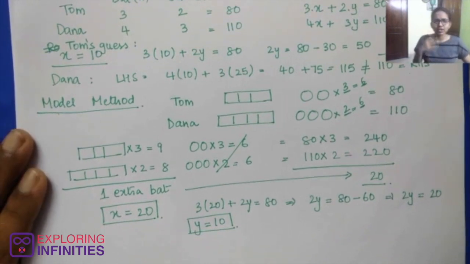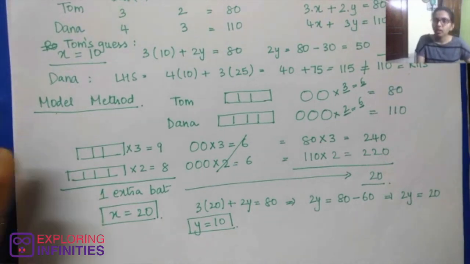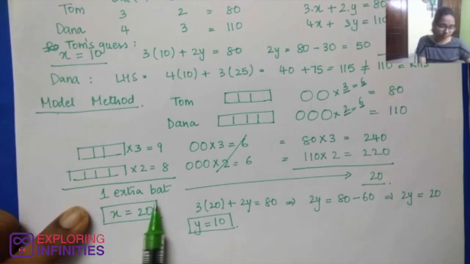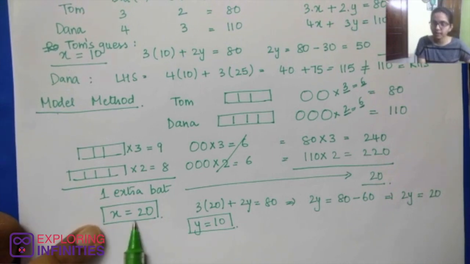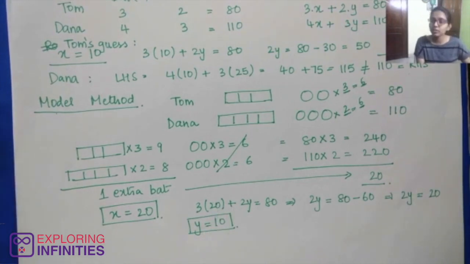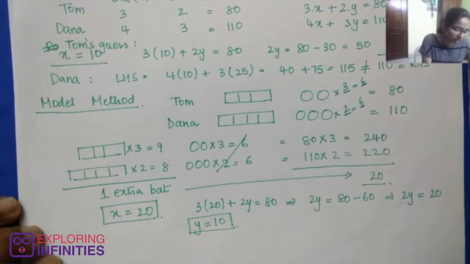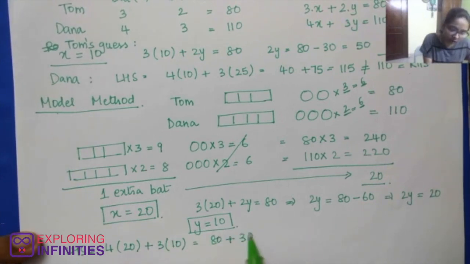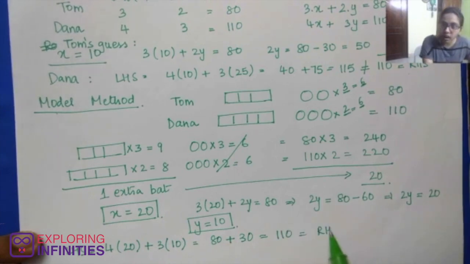So let's check if this time we have the right x and y. The cost of bat and ball should be the same for both Tom and Dana. We have this one extra bat with Tom, which cost him 20 rupees. We have x and y using Tom's equation, so let's check if Dana's equation is also satisfied. In Dana's equation, I have LHS as 4x, that's 20 now, plus 3y, that's 10 now. So I have 80 plus 30, which is equal to 110, and that was equal to our RHS, as we know.